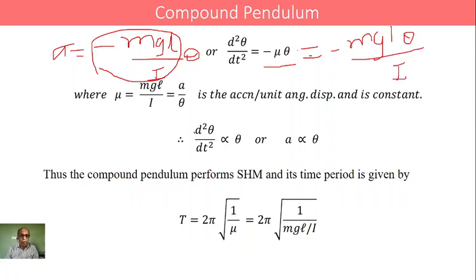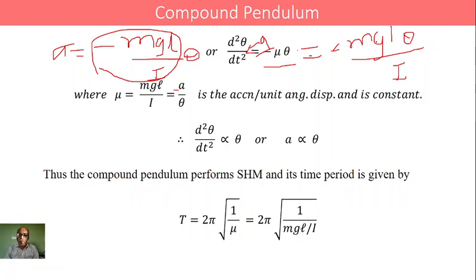Rearranging, mu equals minus A by theta, or, cancelling the two minus signs, mu equals A by theta, which is equal to mgl by I. Therefore, this moment of couple is nothing but the acceleration per unit angular displacement, and it is a constant.